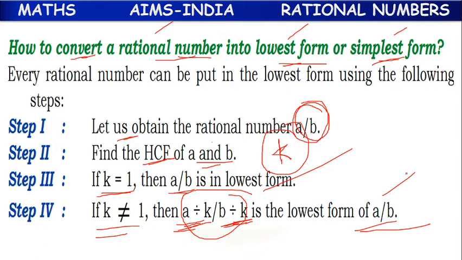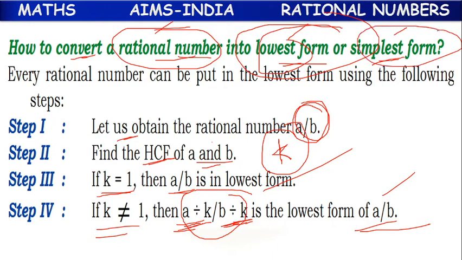That will be the lowest form of a by b. So how to convert a rational number into lowest form, children? Here lowest form, simplest form, both are same. What we have to do? We have to find the HCF of numerator and denominator. If HCF is 1, they are in lowest form. No need to do anything.